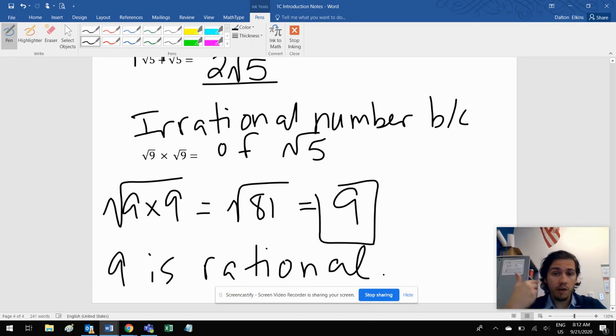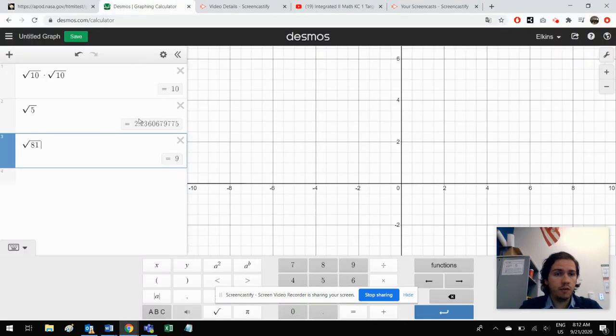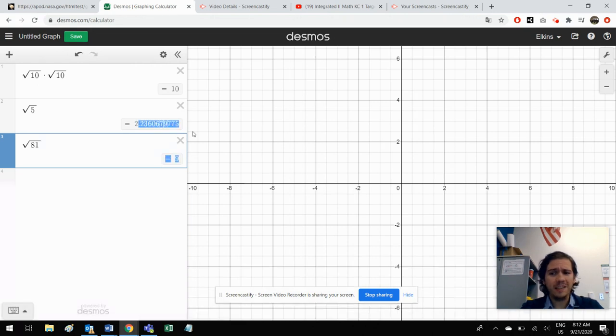A good mental thing to do is that if you get numbers that you're really familiar with, numbers that you learned when you first started counting, it's a rational number. The second that you get these gross decimals, like these, probably start to think that it's irrational.